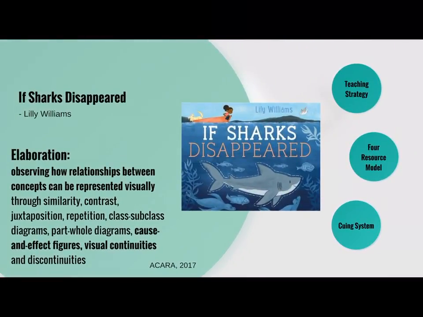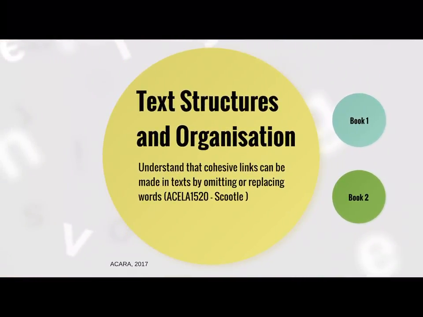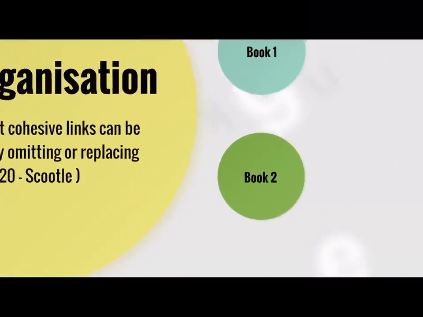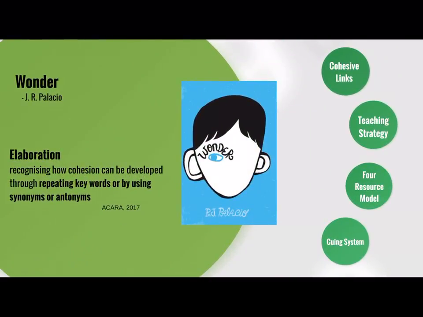The second book we will be looking at to teach about cohesive links is the novel Wonder. This was written by Palacio in 2012. The elaborations in the curriculum state that the students need to learn about how cohesion can be developed through repeating key words or by using synonyms or antonyms.